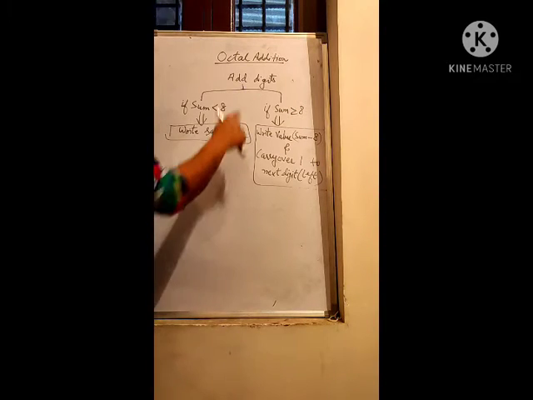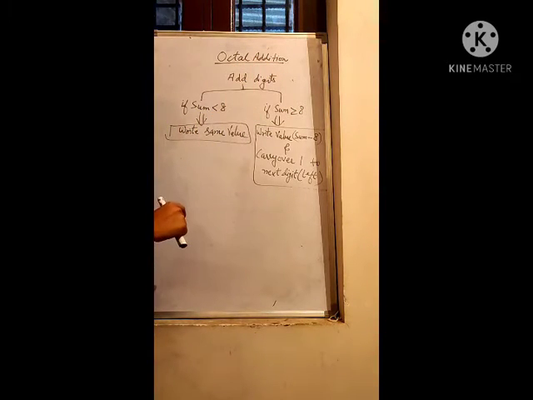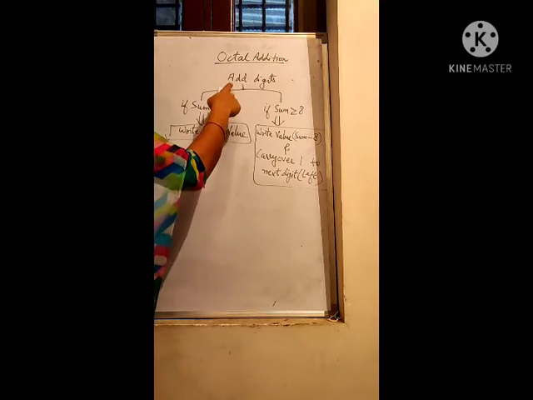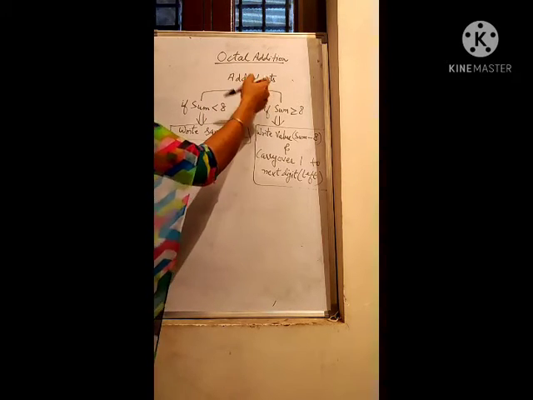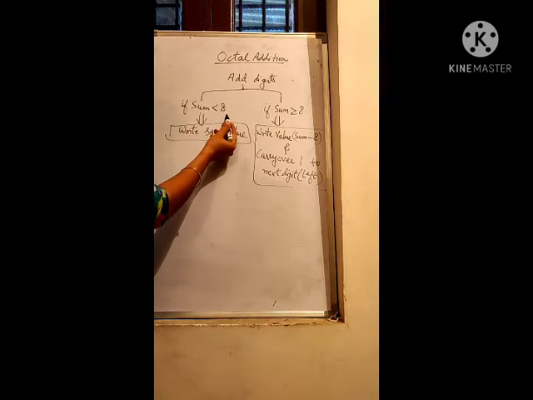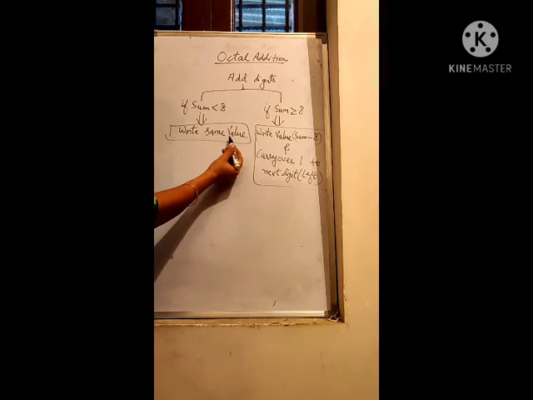Students, we are going to start the octal addition. The addition of octal numbers is performed in the same manner as we perform it in decimal numbers. So what are the steps to perform addition in octal numbers? Add the corresponding digits. If the sum is less than 8, then write the same value.